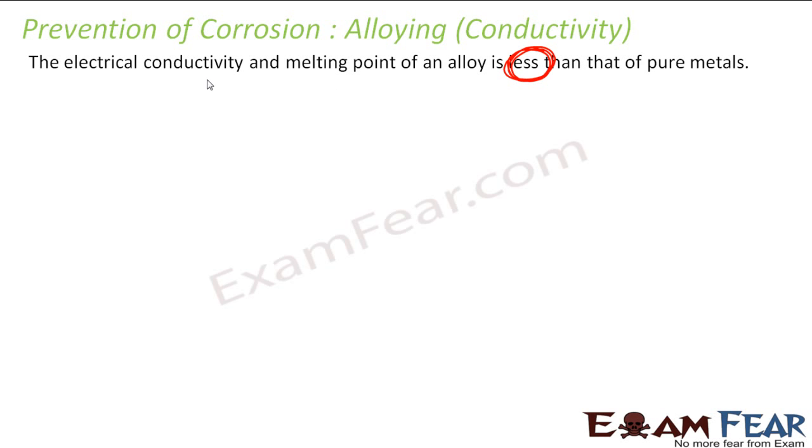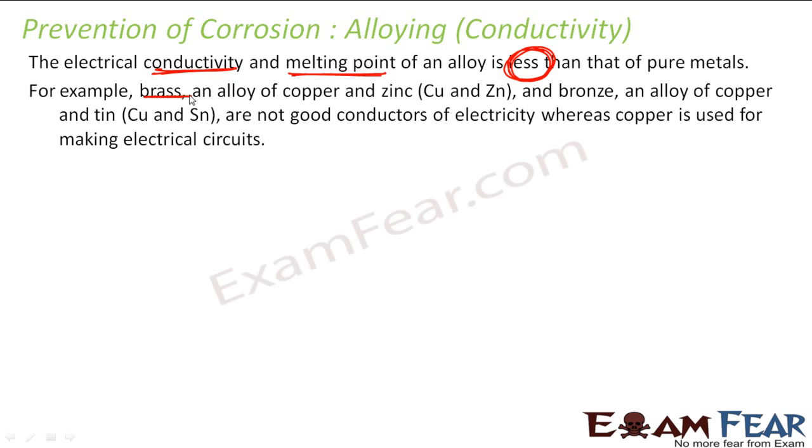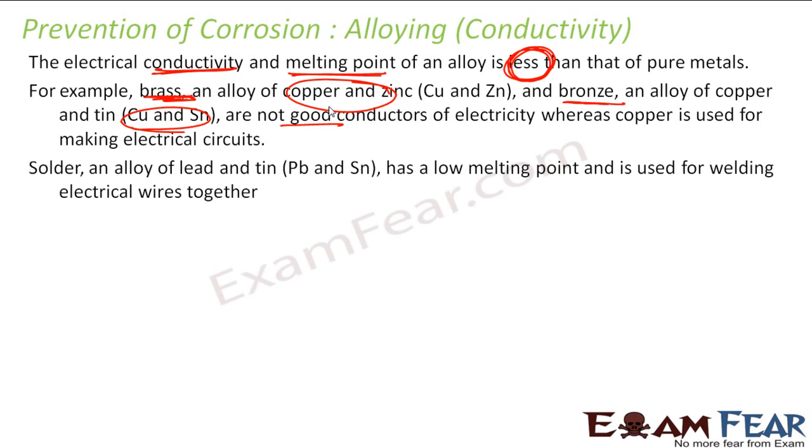Correct? So if you talk about conductivity and melting point, both conductivity and melting point of an alloy are less than pure metal. For example, brass is an alloy of copper and zinc. Bronze is an alloy of copper and tin. They are not so good conductors, but copper is a good conductor. So in copper you add a small amount of zinc, it becomes brass. Copper with a small amount of tin becomes bronze. They are not very good conductors of electricity as compared to copper.